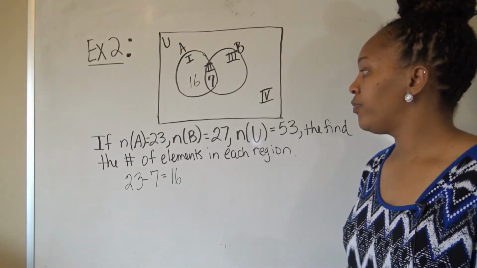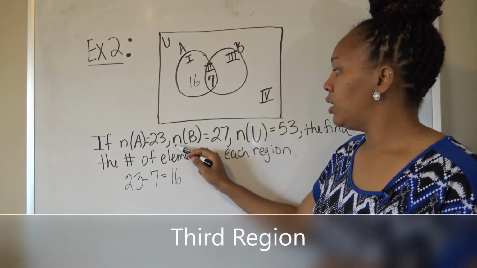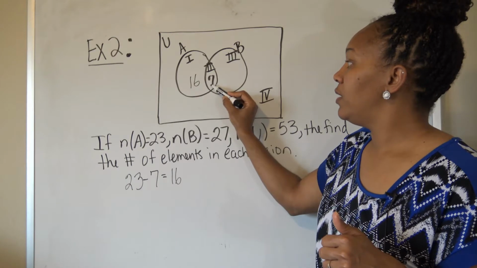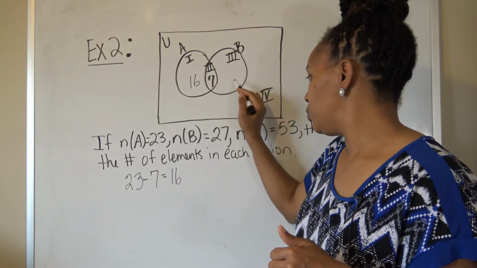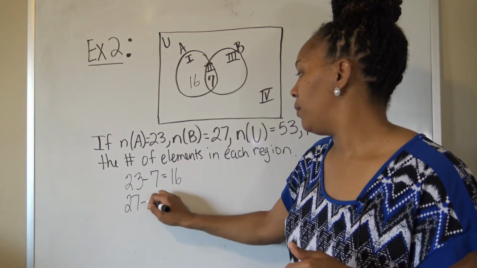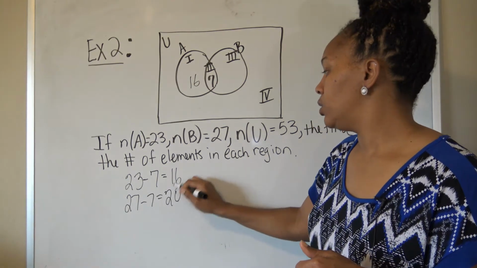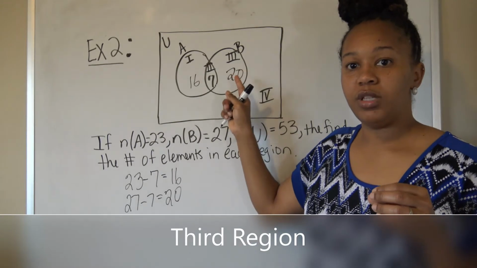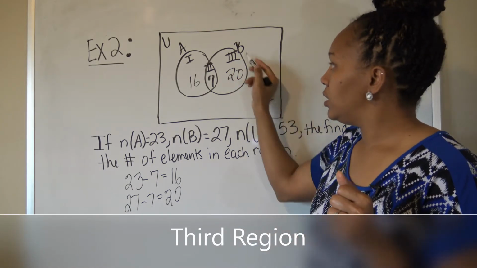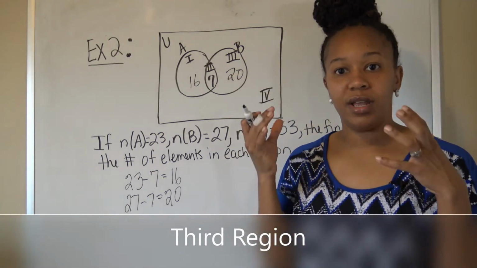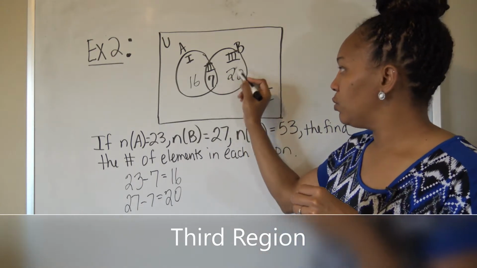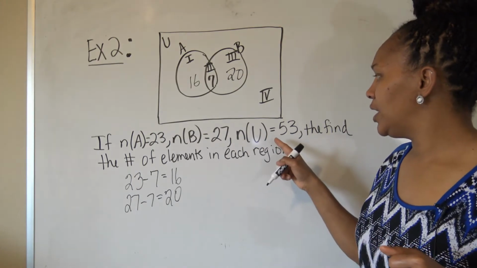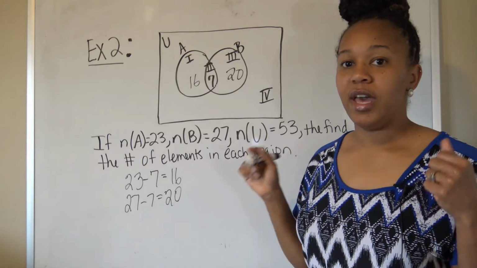That's 23. All right, for the second region, we have that the number in B is 27, and we already have 7 here. That means the number in this region right here is going to be 27 minus 7, which is equal to 20. So there are 20 elements in this second region right here, and that is because the total number in B is 27, and I need those two regions, region 2 and region 3, to add up to 27. The last part of this is that the universal set has 53 elements.